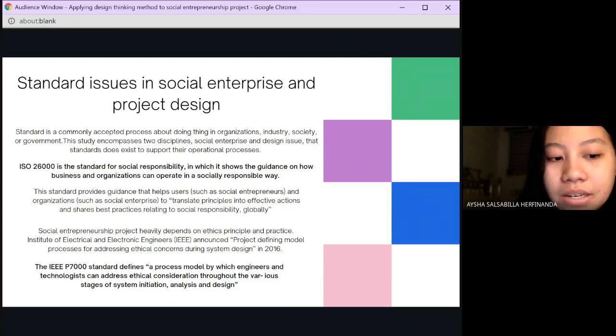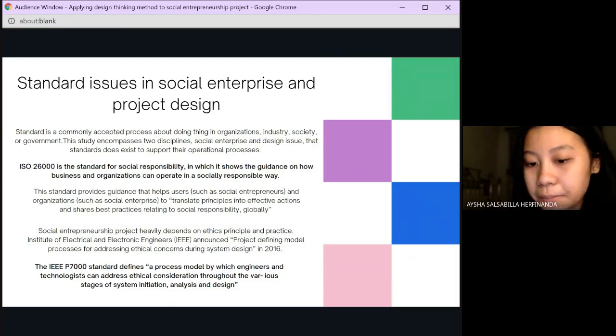The next one is the IEEE P7000 that defines a process model by which engineers and technologists can address ethical consideration throughout the various stages of the system initiation, analysis, and design.